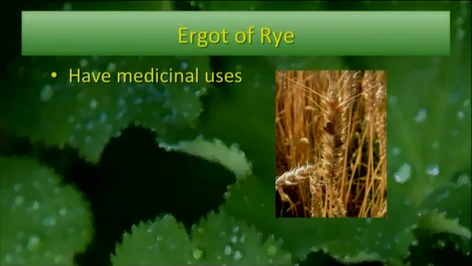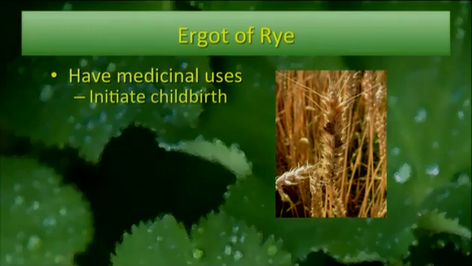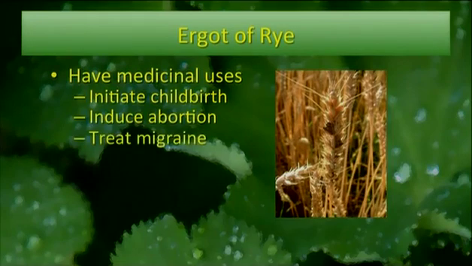Here's actually a rye plant or rye fruits with ergot on them. You see those brownish spots on them. They can initiate childbirth. I guess they stimulate contractions of the uterus, and of course, if they can stimulate contractions of the uterus, they can also induce abortion. It can be used to treat migraine, and it was an initial source of LSD. What do you know? You learn something new every day.